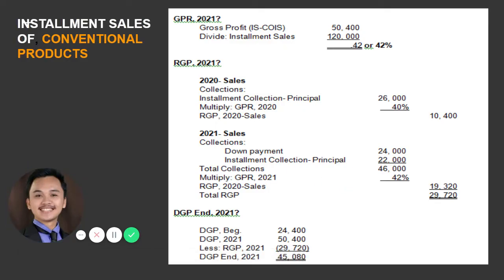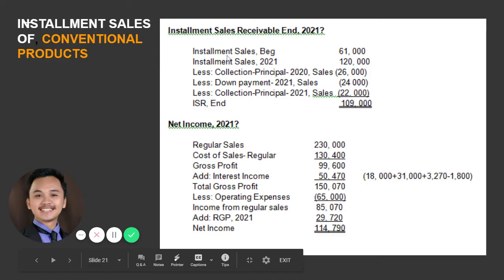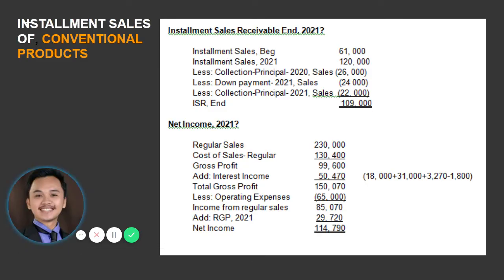So therefore, our DGP end for 2021 will be 45,080. And then we also have another installment sales receivable end. How much is our ending installment receivable end? So meron tayong installment sales beginning na 61,000. Again, this installment sales beginning 61,000, that is your installment sales end last year pagka 2020, katong not yet collected nga portion sa imong installment sales receivable for 2020. So that's 61,000. You add installment sales for 2021, which is 120, and then less or deduct all your cash collections applicable for interest, applicable for principal.